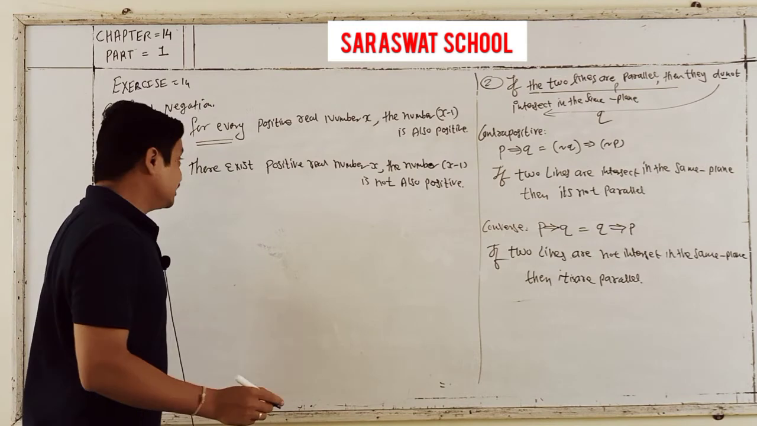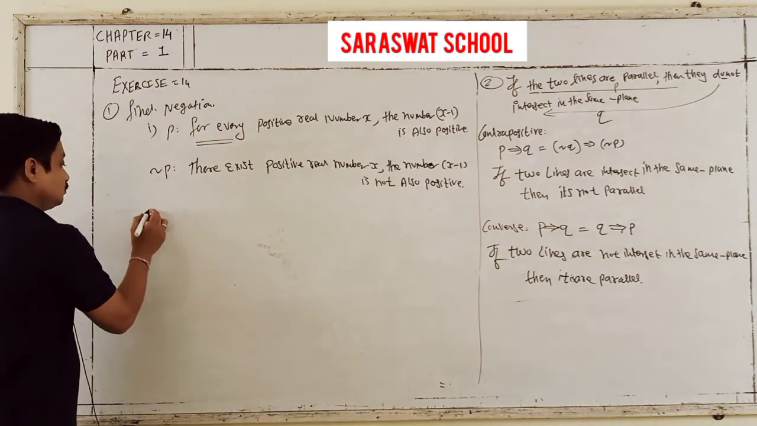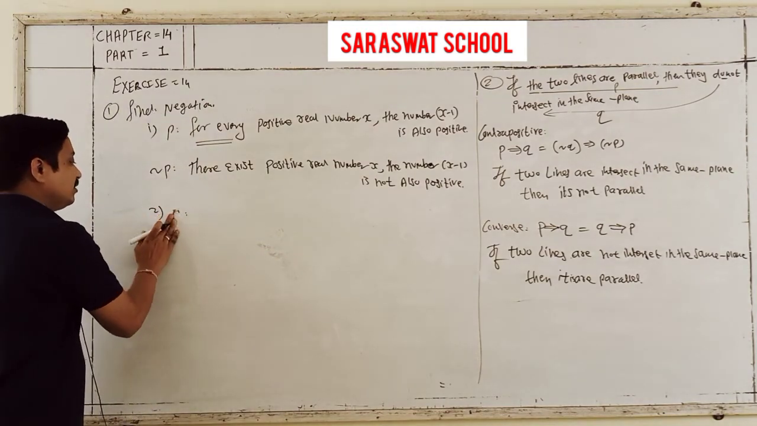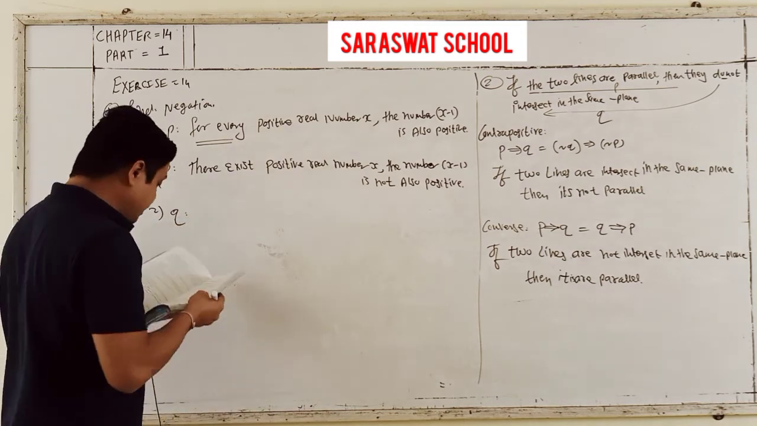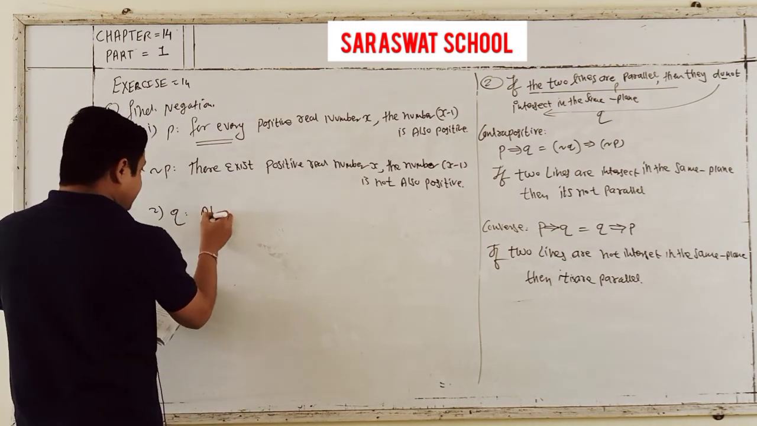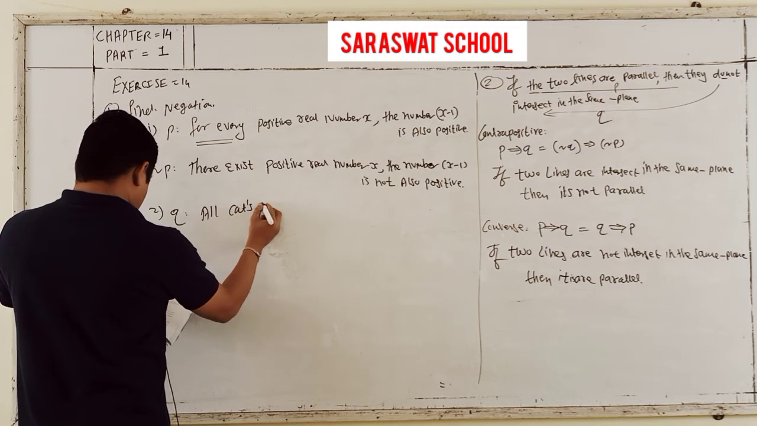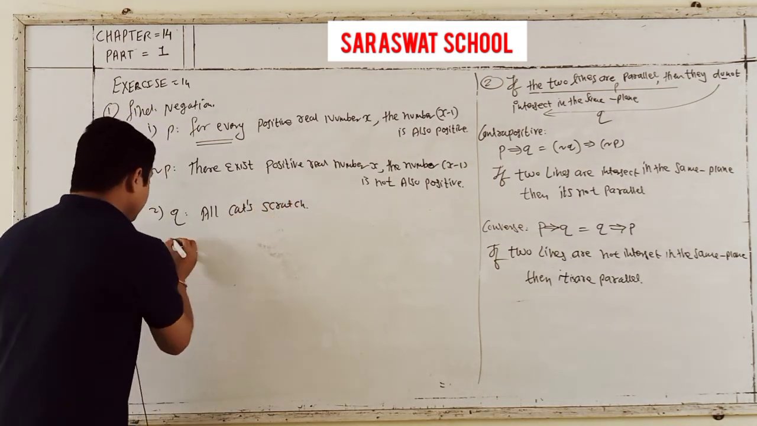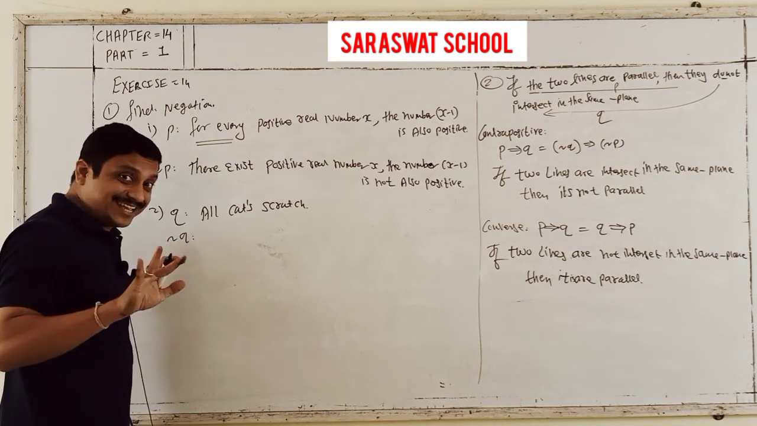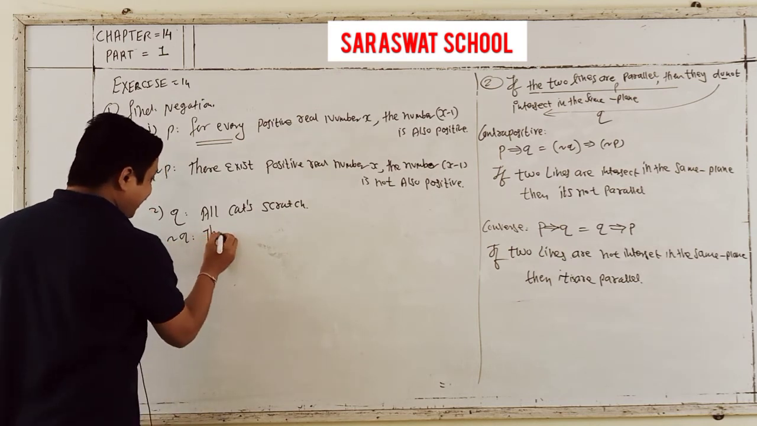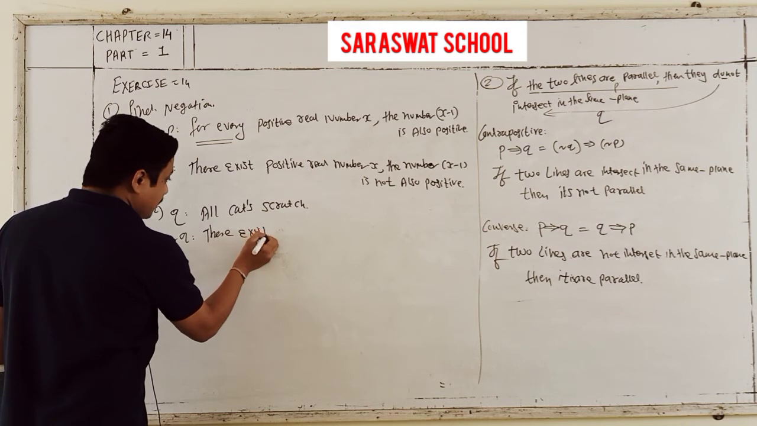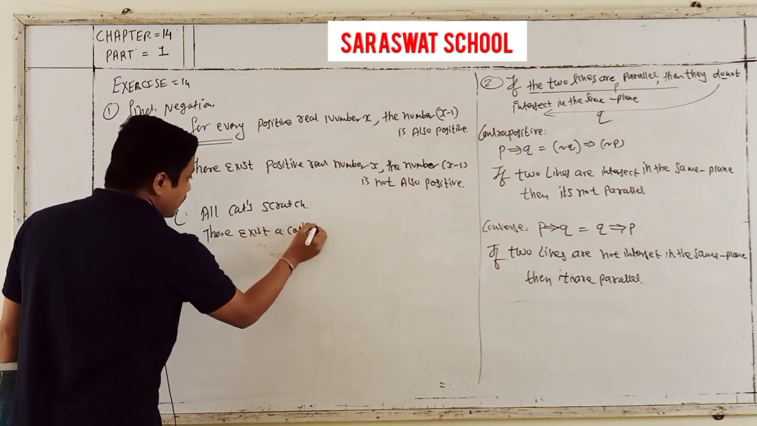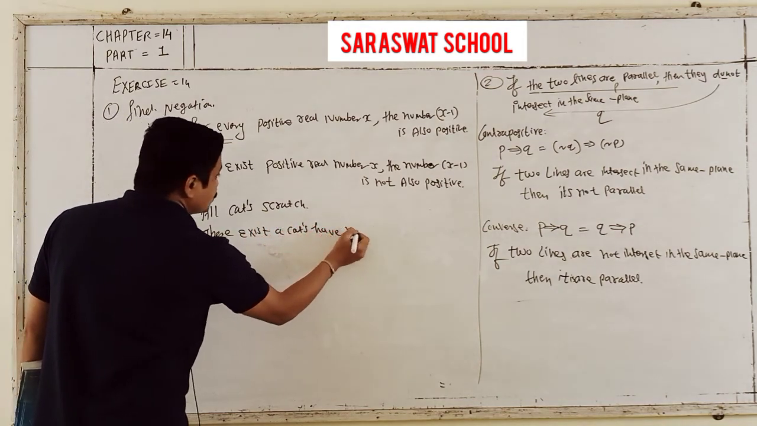Yes, write it down. And second, the P statement, I mean Q, given in your book. Book-wise I mentioned all cats are scratch. So I write the negation of Q: there exists a cat that has no scratch.